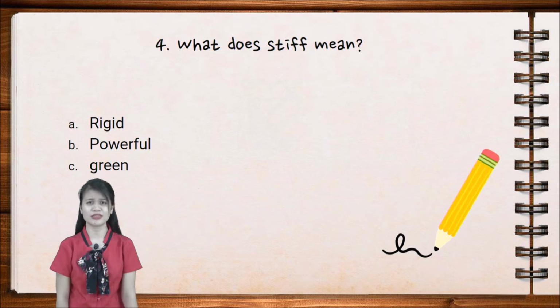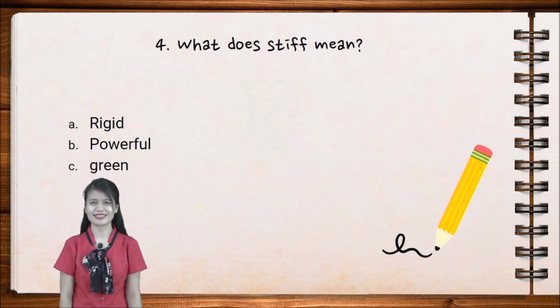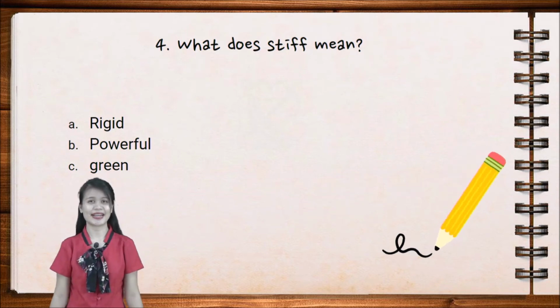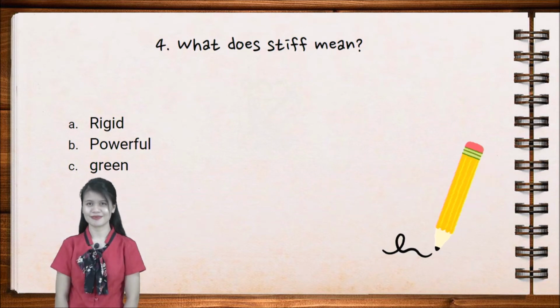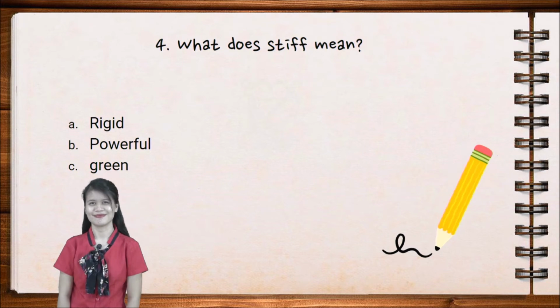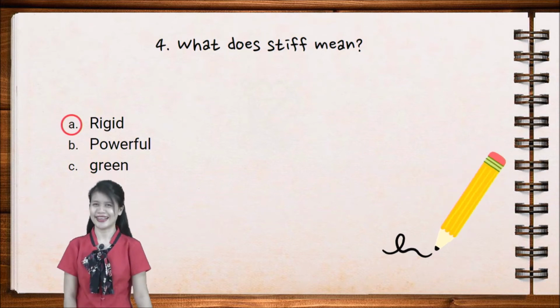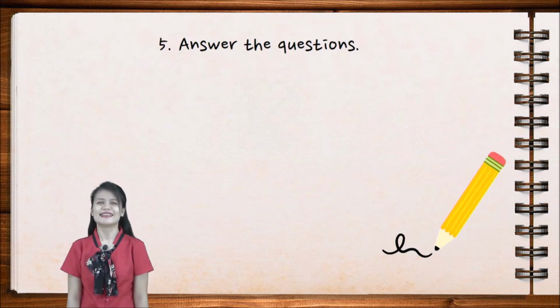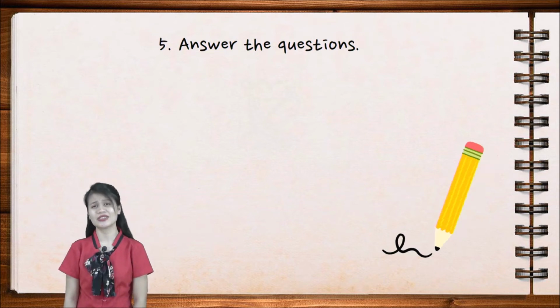Next, what is the meaning of stiff? The word stiff. It's not the name of a person. A. Rigid. B. Powerful. Or C. Green. The correct answer is? Wait. Answer first. Letter A. Rigid.